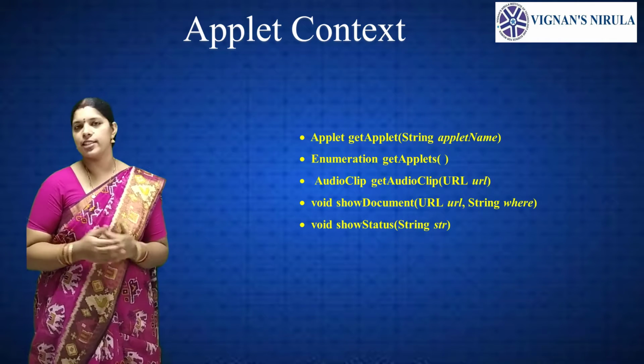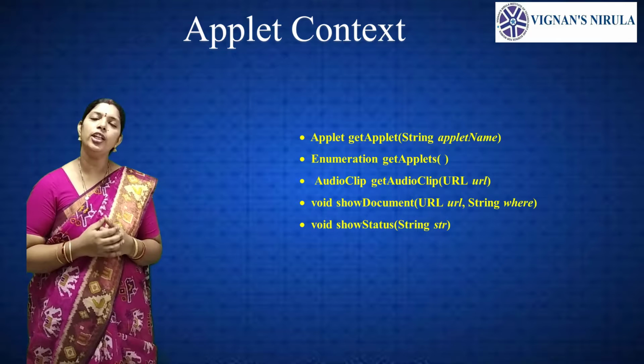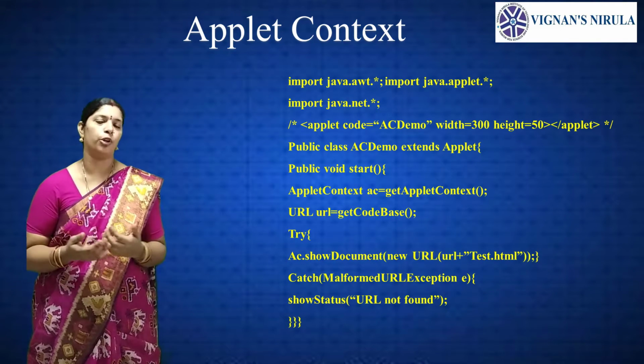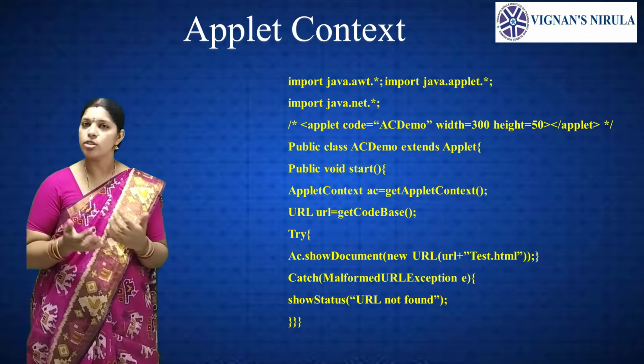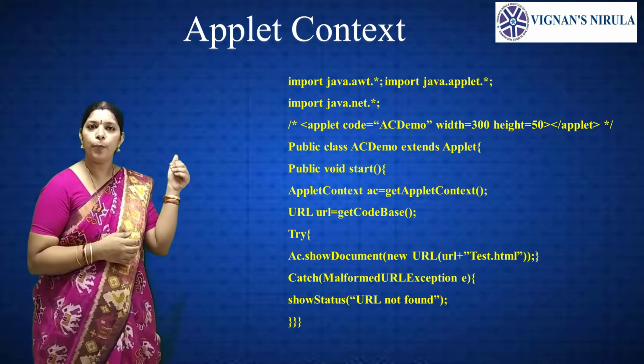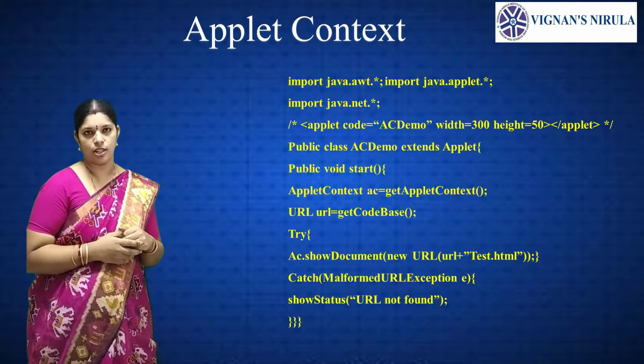Let's see one simple example program here. In this example, we use getAppletContext and showDocument, and see how we can use these two methods. Let's see. Here, import java.awt.*.